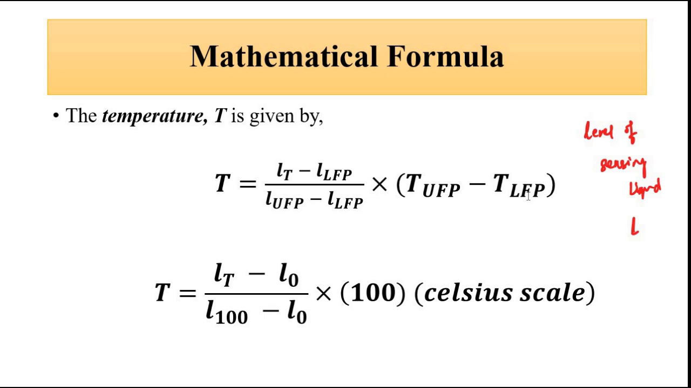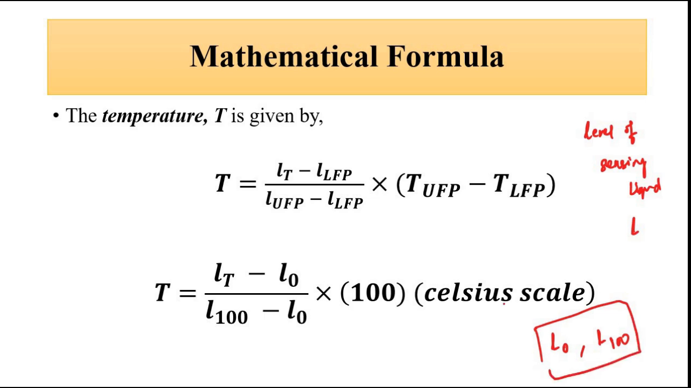Let's say we consider the Celsius scale here, for example. What we do is take the thermometer and dip it at 0 degrees Celsius, let's say in ice, and we take the level reading L0. So this is one reading which we have got. Then we dip it in boiling water, that is 100 degrees Celsius, and we take the mercury level, or the level of the sensing liquid, at 100 degrees Celsius. So these two observations we get.